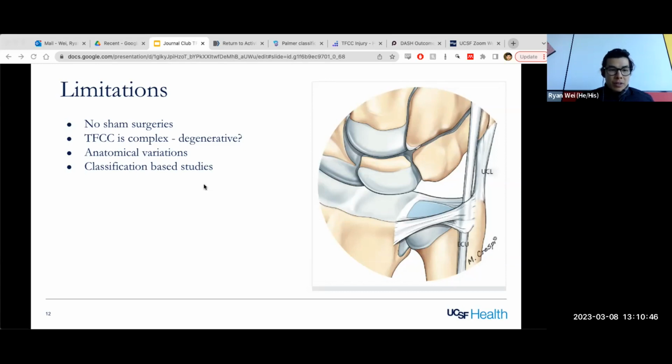And then complex versus degenerative. What we talked about before is that a lot of them were traumatic and not necessarily all degenerative injuries. And then classification based on studies, in terms of using that Palmer classification, where grade A is traumatic and the second classification is degenerative. What do we do in those cases?